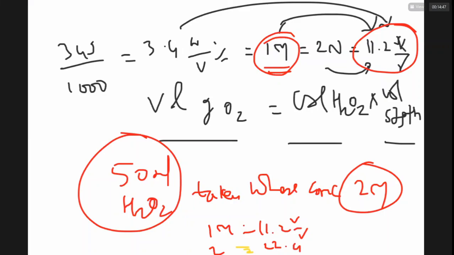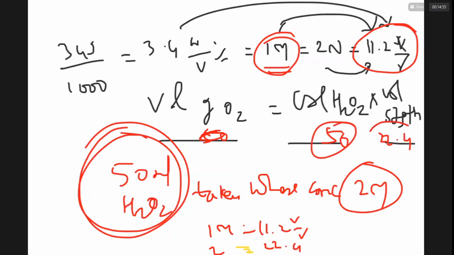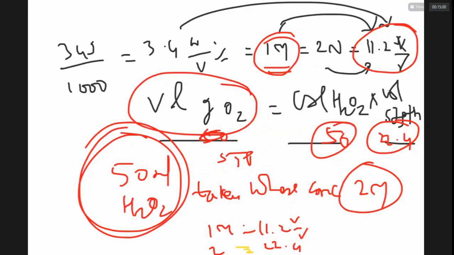Volume of H2O2 is 50. Volume strength is 22.4. If I multiply these two, I get the volume of oxygen at STP. Are we very clear about it?